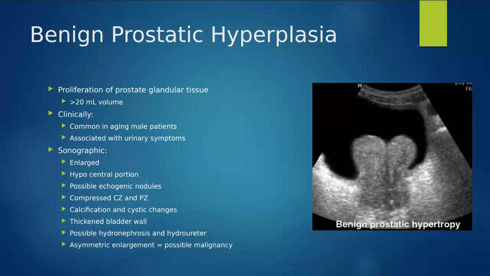All right, moving into some of our prostate abnormalities. We talked about this a little bit in our previous PowerPoint. We have benign prostatic hyperplasia. This is also known as hypertrophy. They mean the same thing. It just means the abnormal proliferation of that glandular functional tissue of the prostate.